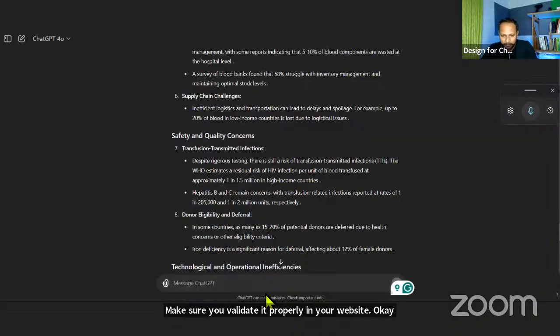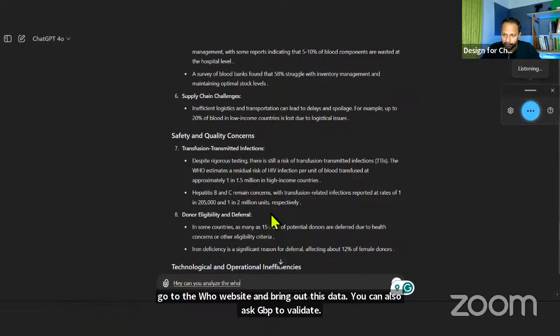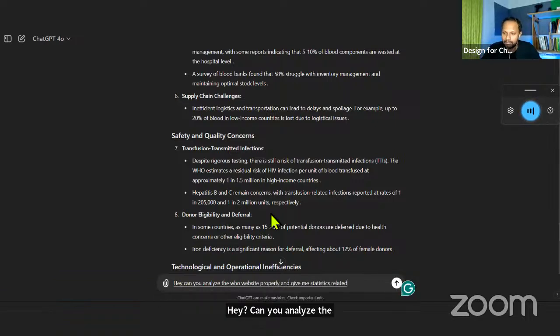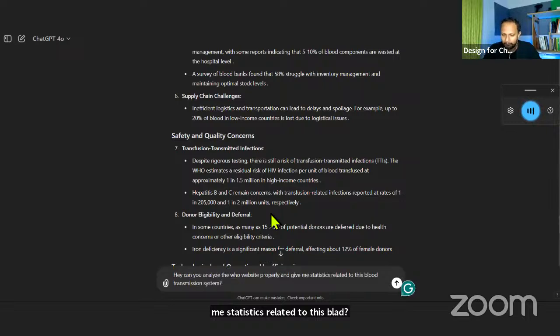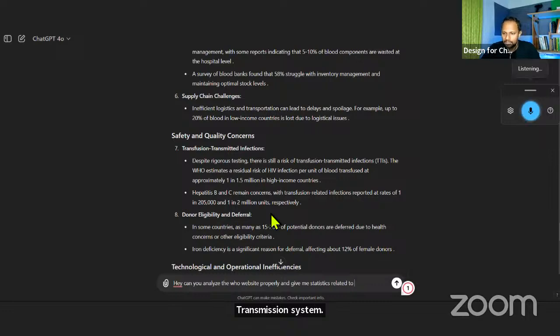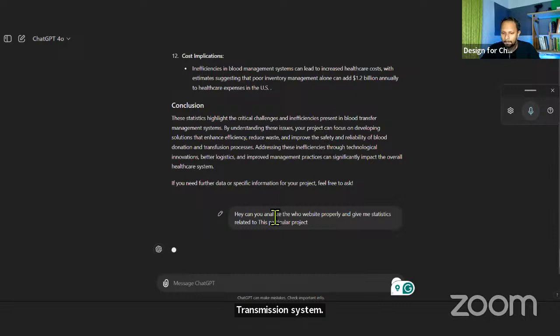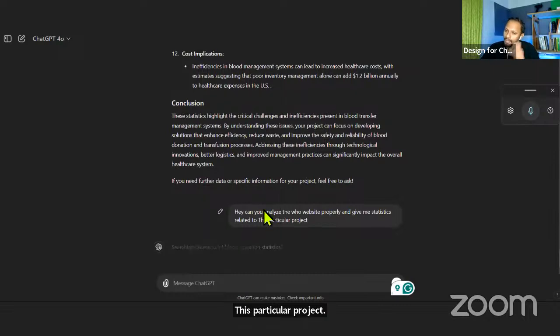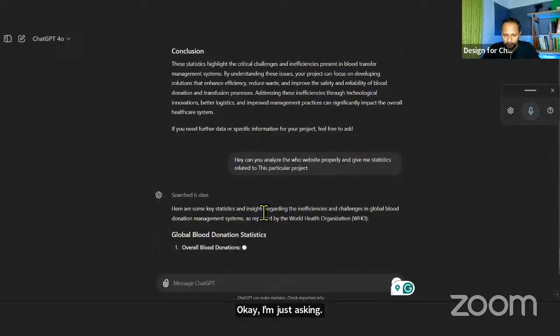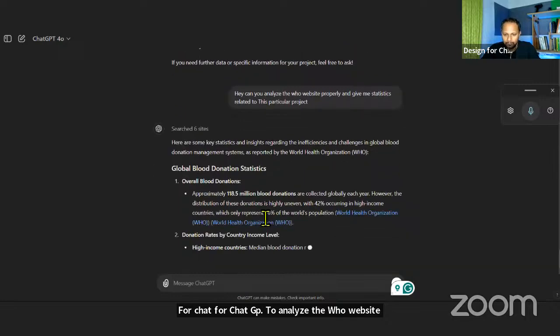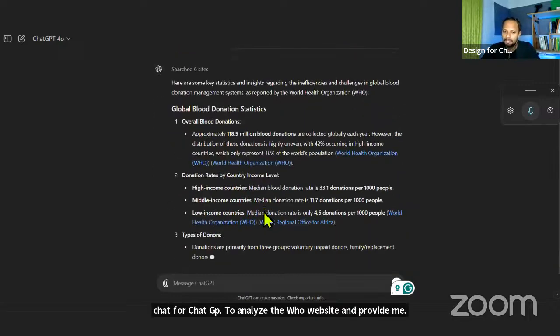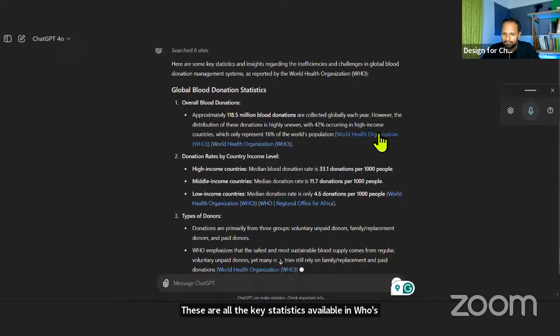You can also ask ChatGPT to validate. Hey, can you analyze the WHO website properly and give me statistics related to this blood transmission system, this particular project? Okay, I'm just asking ChatGPT to analyze the WHO website and provide me. See, these are all the key statistics available on WHO's website. Okay, there are hyperlinks also available.